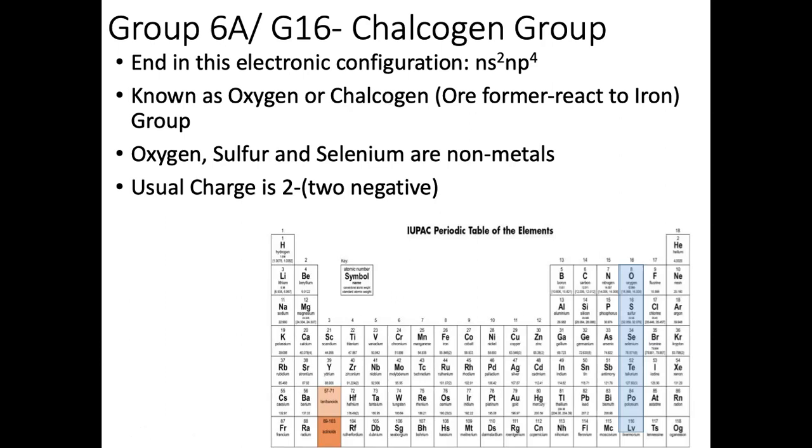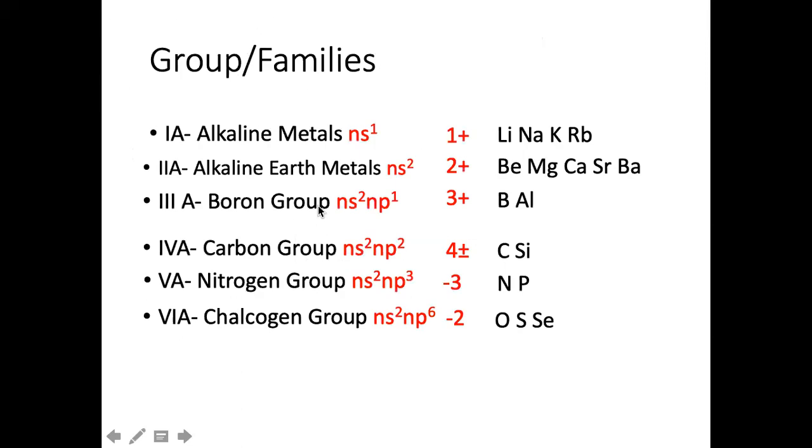For example, sulfur can be found in rocks. Oxygen usually reacts in metals. That is why we have rust, right? So these elements usually react in ore. So we have here oxygen, sulfur, and selenium, and the usual charge here is 2 negative. And I'll bet you know the reason why it is 2 negative, simply because the p sublevel lacks 2 electrons for it to be completed.